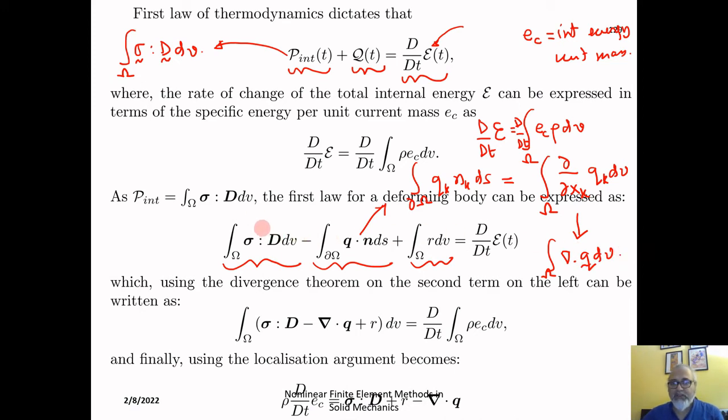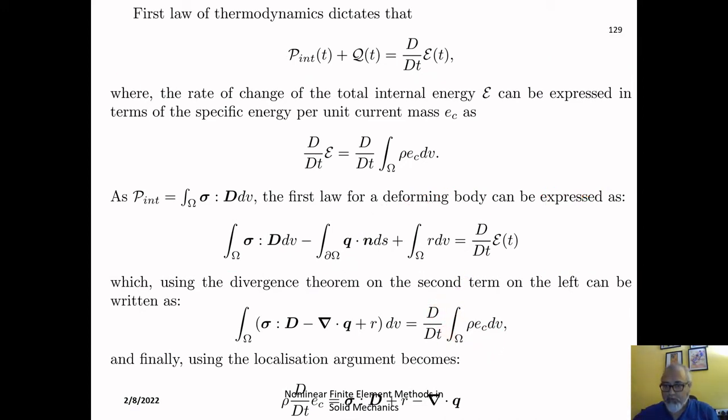So now you have sigma times d dV, Q divergence of Q dV, and then R dV, and here I have converted into dV by taking this specific quantity, and that becomes d/dt of rho EC. So now again apply the localization argument, and then what you get. This term will need a little bit of effort, so let's do that in the next slide.